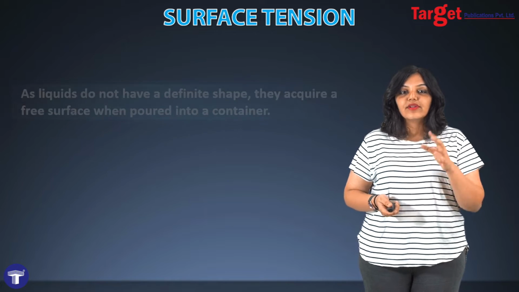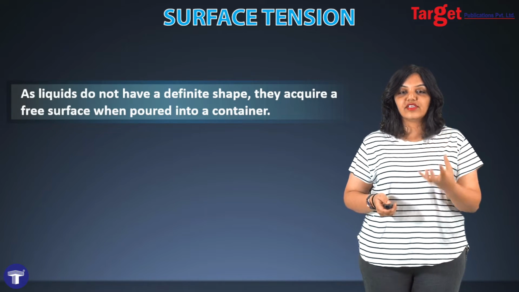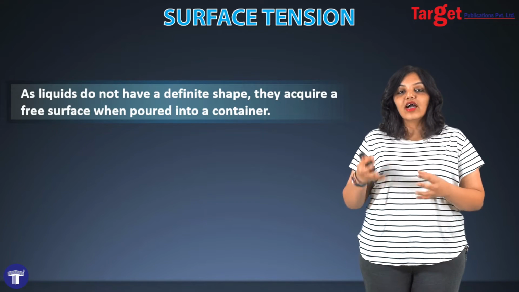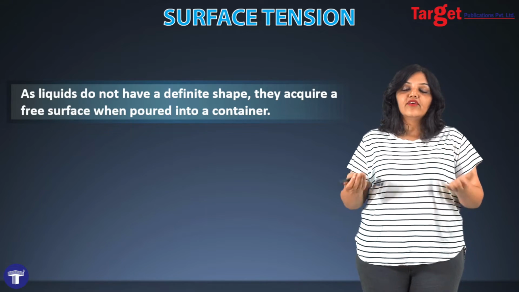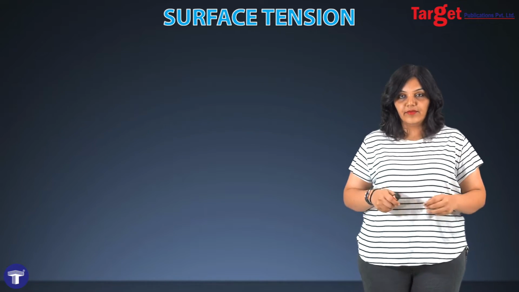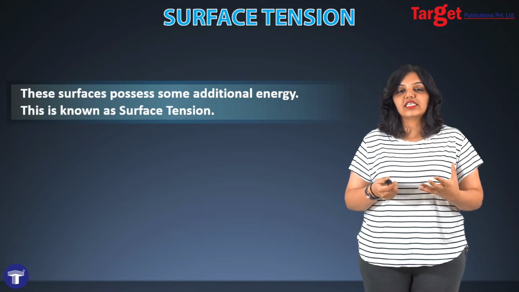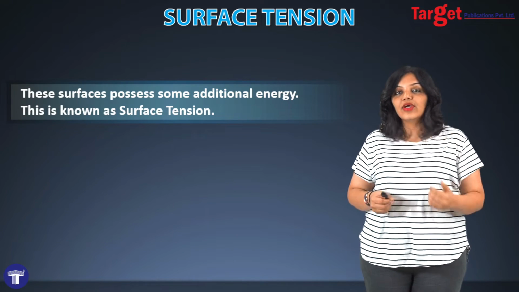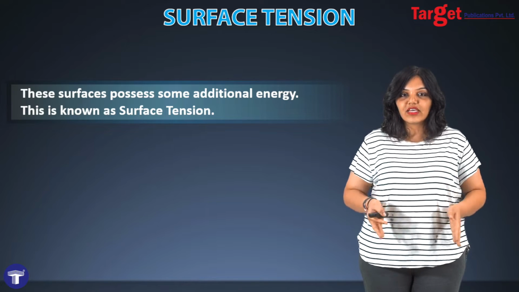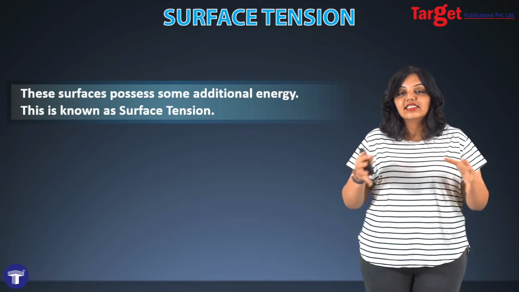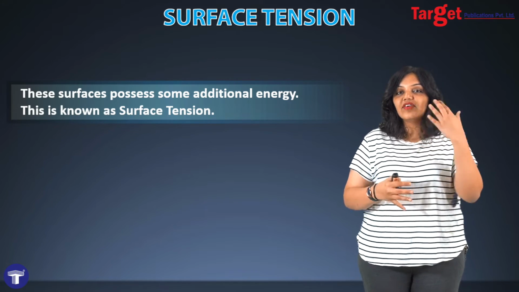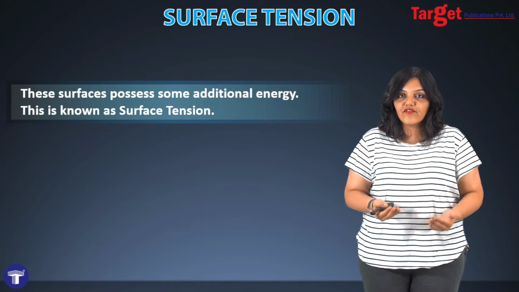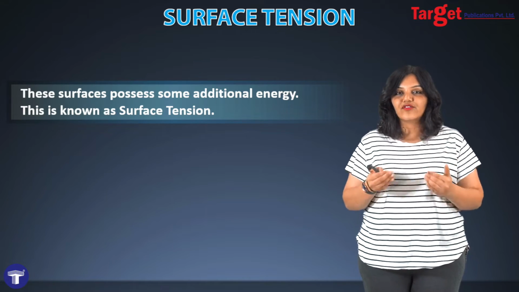liquids. Now, liquids we know do not have a definite shape, and therefore they acquire a free surface whenever you put them into a container. And these free surfaces are associated with some additional energy which we are going to inquire about through this video. And this entire phenomenon of having additional energy as a free surface is known as surface tension.